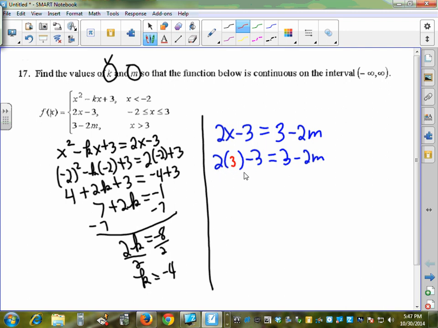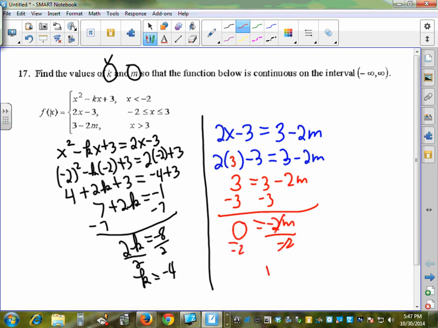That would be 6 minus 3. That's 3 equals 3 minus 2m. We subtract our 3. We get 0 equals -2m. Divide by -2, and we get m equal to 0. So those are the answers that we get for that one.